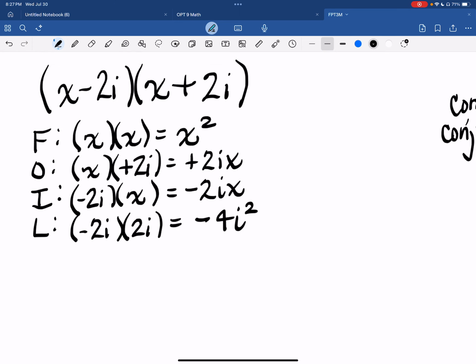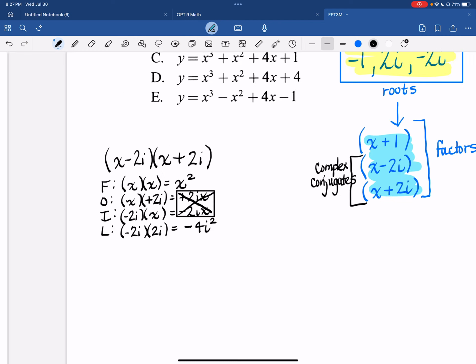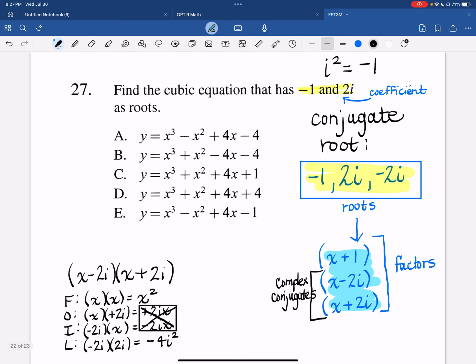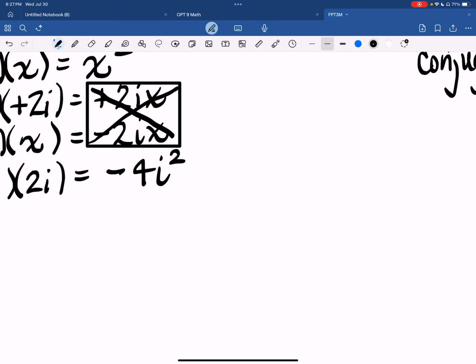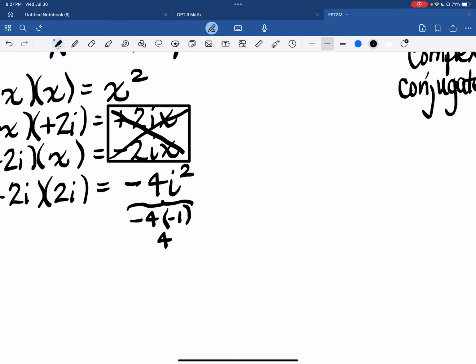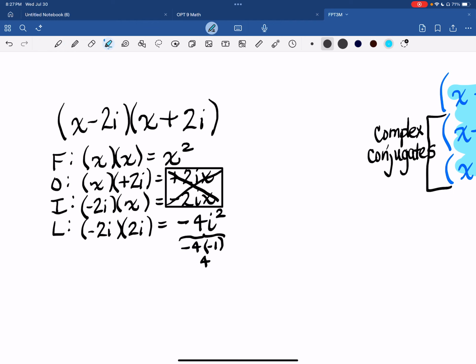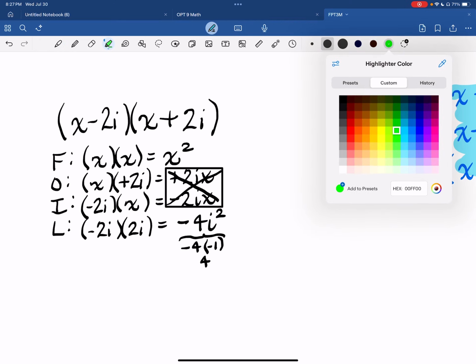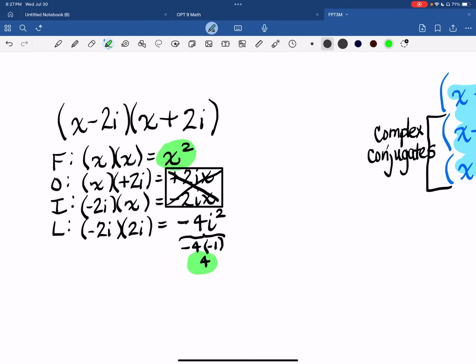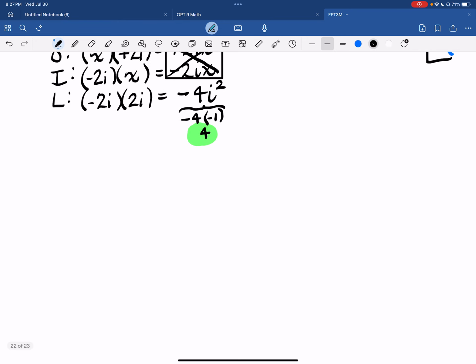All right, so I have FOILed it. I can see that these terms cancel each other. I won't hear me complaining that those are gone away. And remember what I told you in the beginning, you needed to know that an i squared is a negative 1. So here I'm going to substitute that negative 1 for i squared to get a positive 4. So this multiplication of those complex conjugates results in an x squared plus 4. So that's the next step. x squared plus 4.